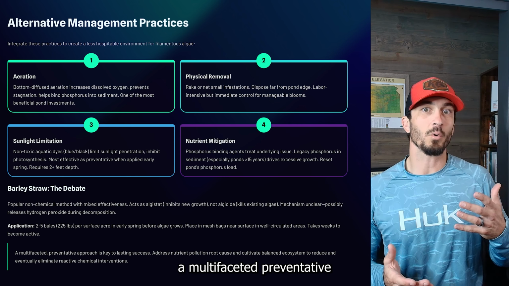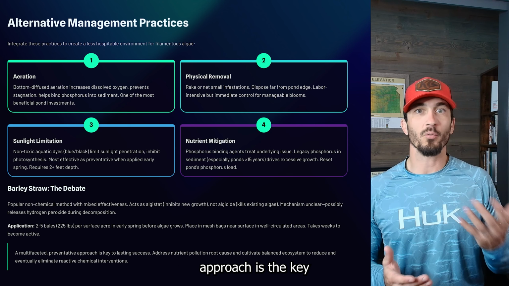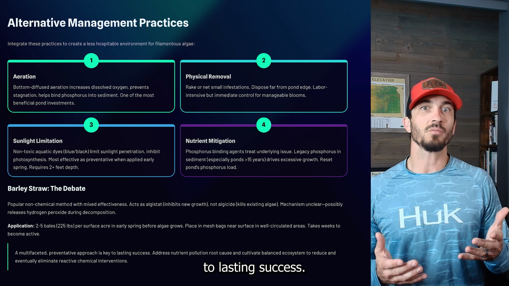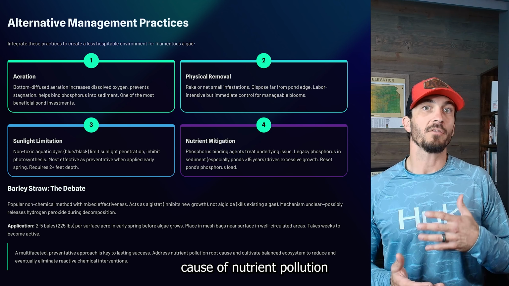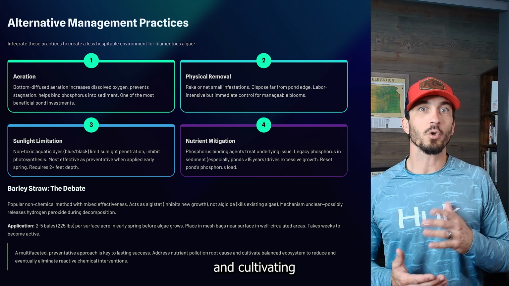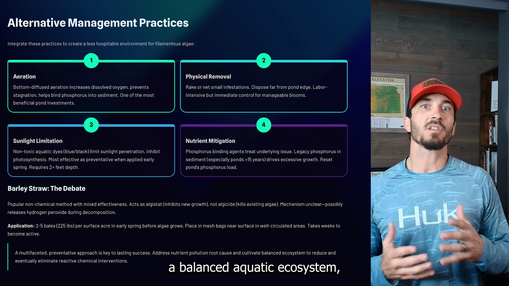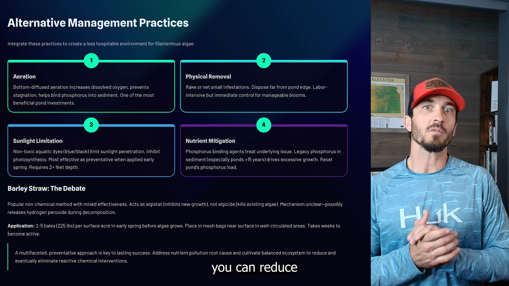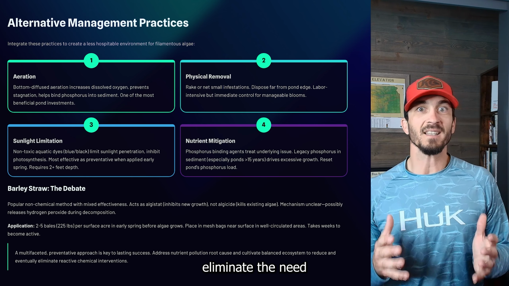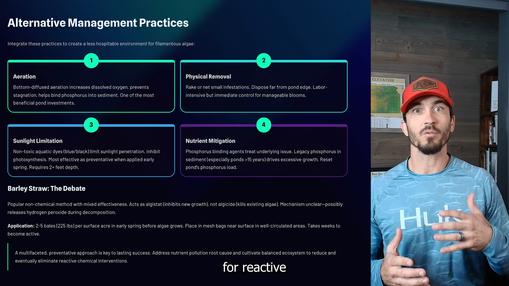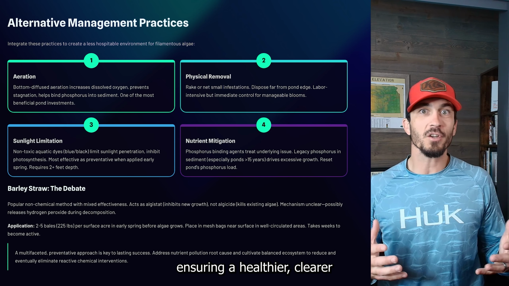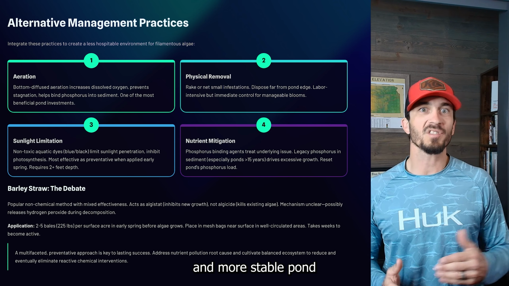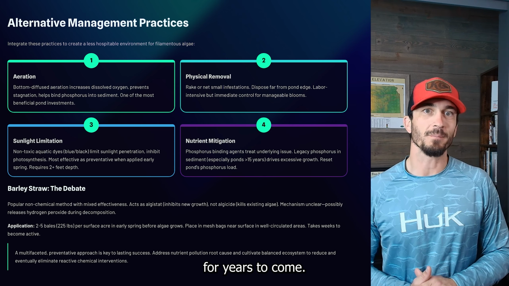Ultimately, a multifaceted preventative approach is the key to lasting success. By addressing the root cause of nutrient pollution and cultivating a balanced aquatic ecosystem, you can reduce and eventually eliminate the need for reactive chemical interventions, ensuring a healthier, clearer, and more stable pond for years to come.